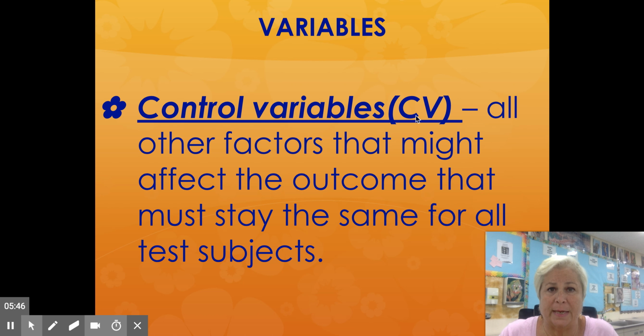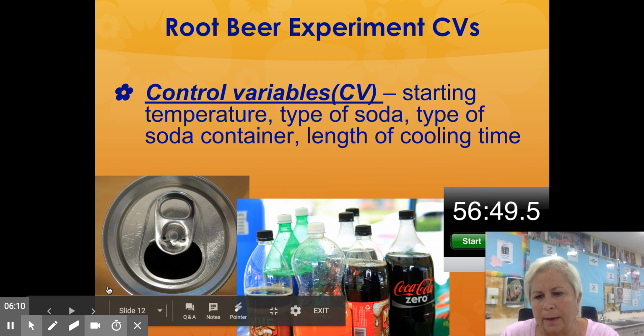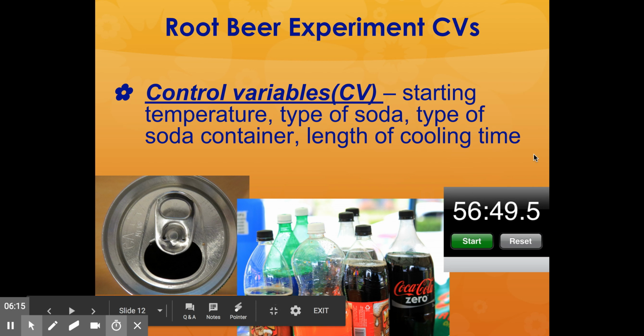For example, in this case, the cans of soda, the cans of diet root beer, those are my test subjects. Those are my test groups. And so I have to think about any other variable that might affect how cool they get or how they don't get cool, things like that, okay? And so in this experiment, in the diet root beer experiment, my control variables are things like the starting temperature.